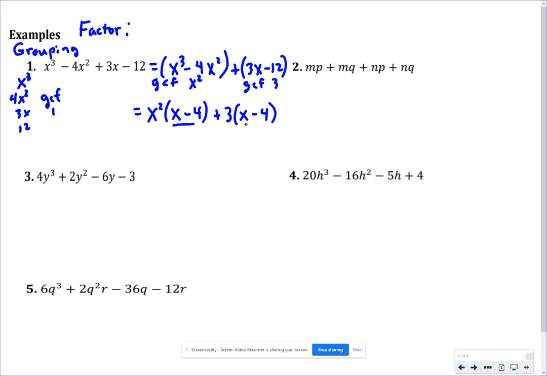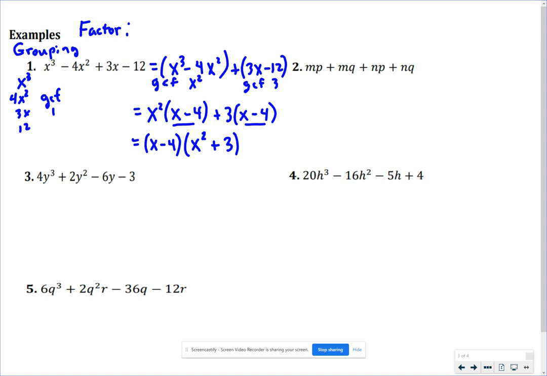Notice what I have, x minus 4 and x minus 4. We're going to call that the common binomial. They have that binomial factor in common. I'm going to take that common binomial factor, and in step 5, I'm going to factor it out. So I'm going to take the x minus 4, pull it out in front as a common factor, in this case, the greatest common factor, and then inside the second set of parentheses, I should have my GCFs that I identified.